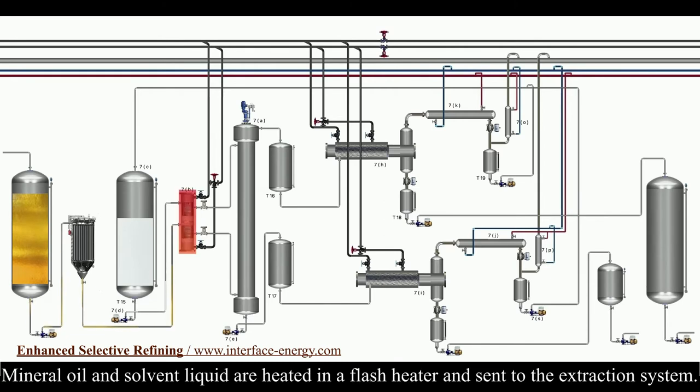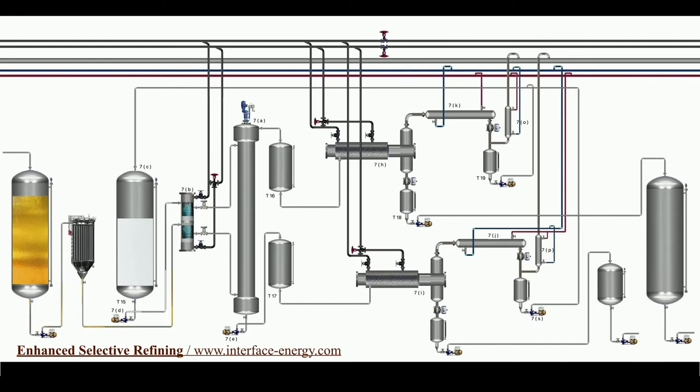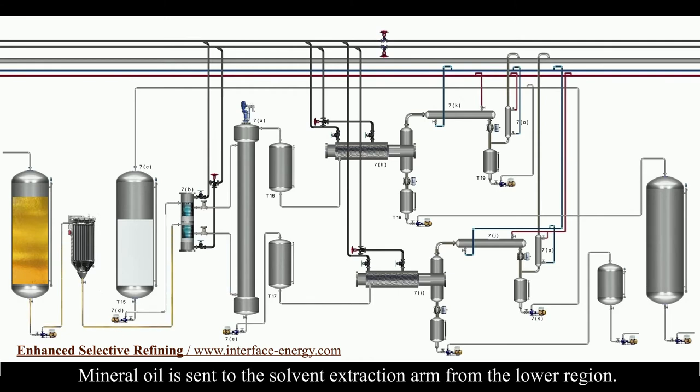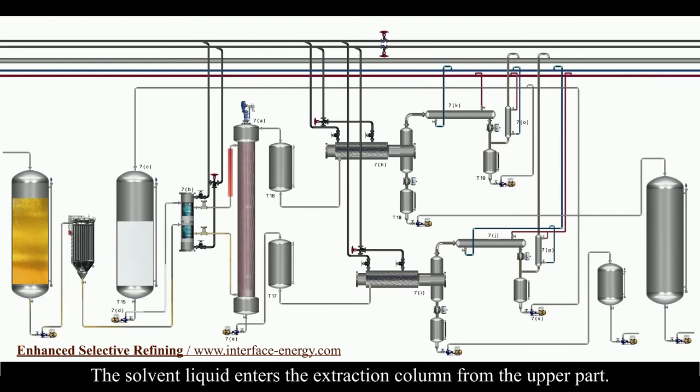Mineral oil and solvent liquid are heated in a flash heater and sent to the extraction column. It creates a heat source with the heat transfer oil coming from the flash heater system. Mineral oil is sent to the solvent extraction column from the lower region. The solvent liquid enters the extraction column from the upper part.